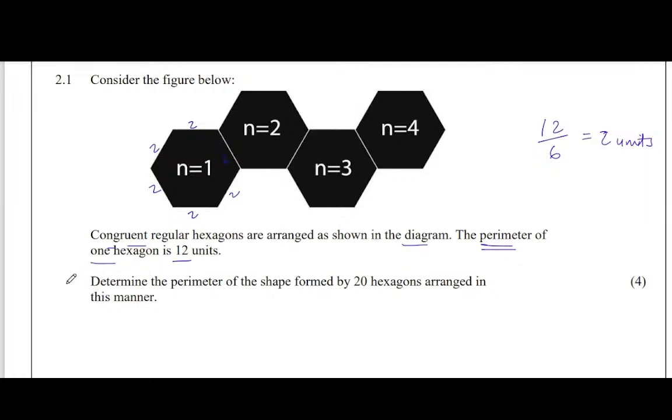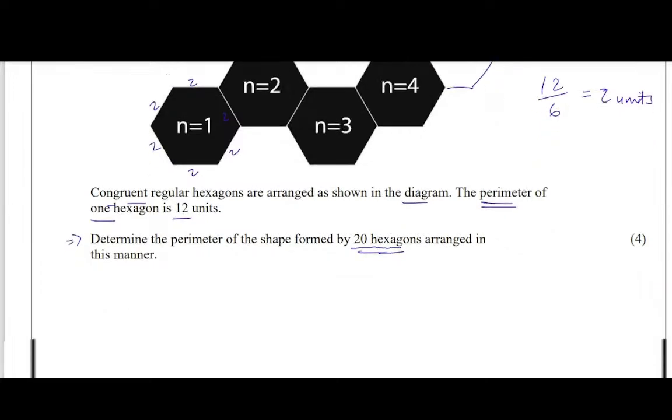Okay, so the question itself is asking us to determine the perimeter of the shape formed by 20 hexagons arranged in this manner. So we have hexagons that are just increasing in that sort of pattern. We don't know how the order is, but we have 20 of them. So one thing we need to look out for is what is going on within this question.